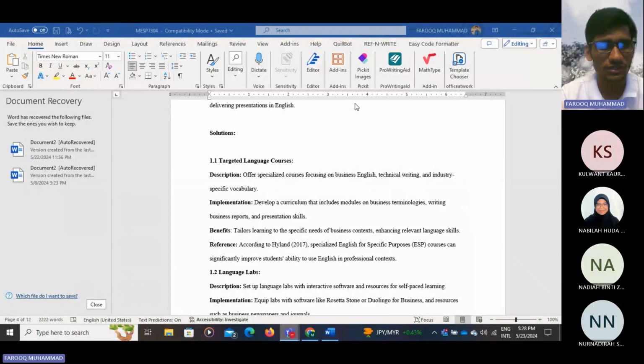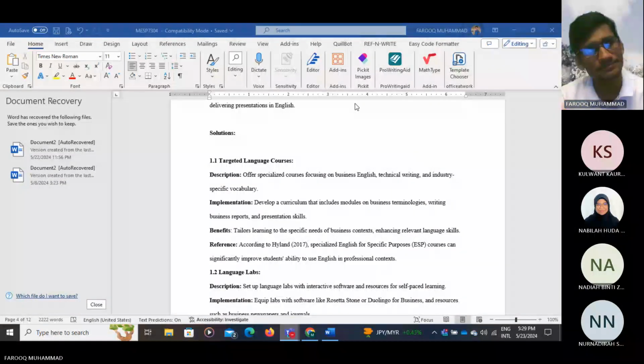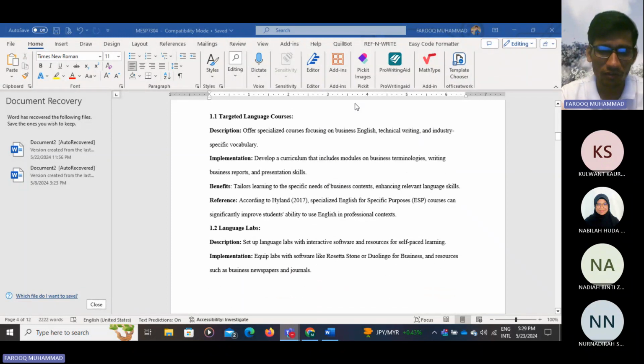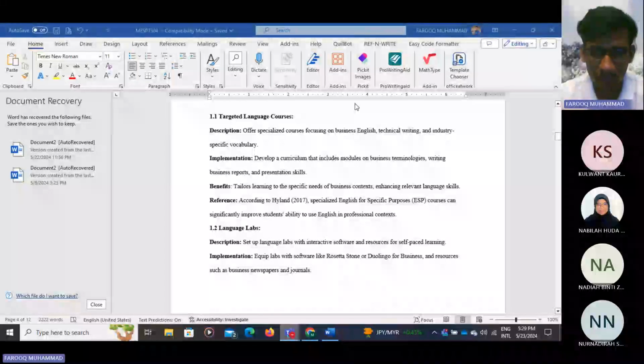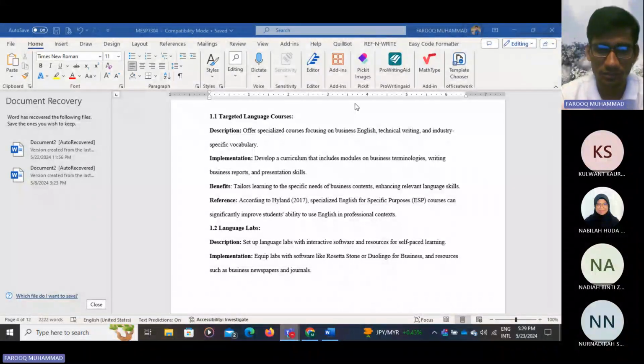First, we have to request something. Then we have a formal email and an informal email. Besides this, how we write technically, whether it is according to the topic or not. So what benefit will we get from these courses? It tailors learning to the specific needs of the business context, enhancing relevant language skills.